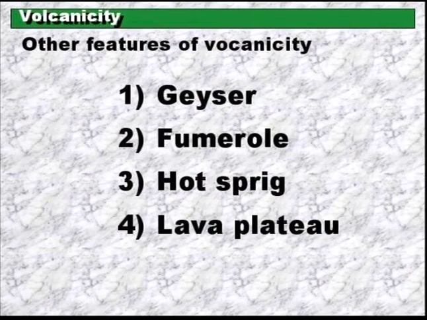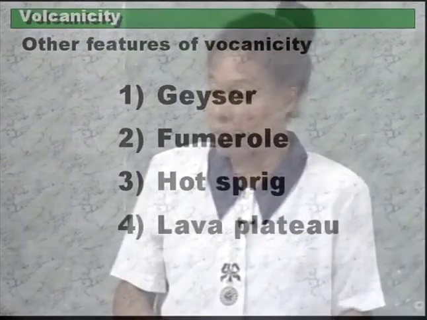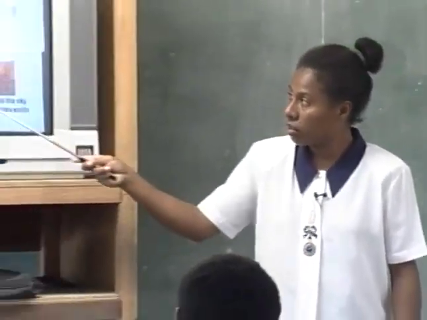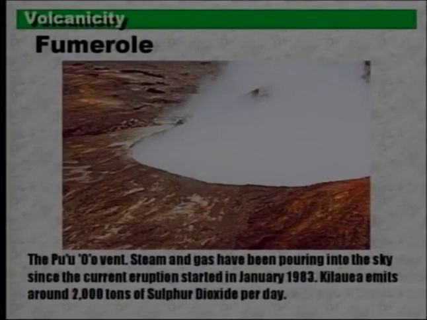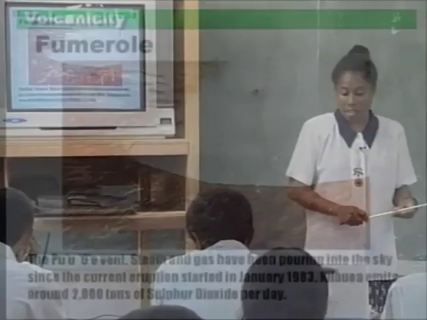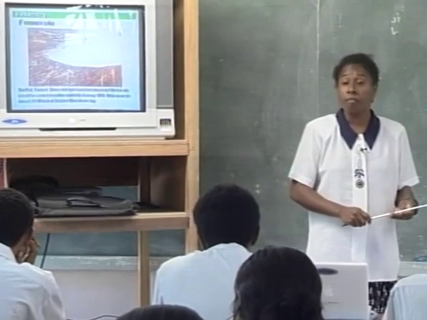Okay, with that information, we'll move on. This time, let's look at the second of those extrusive features, and this time we're looking at a fumarole. A fumarole is basically steam or gas which has been released from openings, as in the diagram given here. So whenever we have steam or gas released from a vent, then we can say that particular feature is a fumarole.